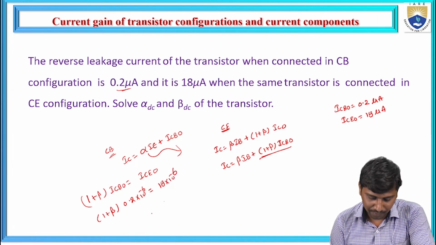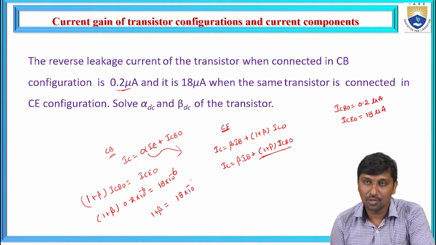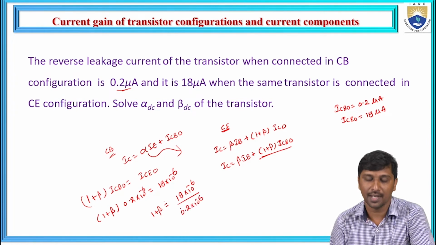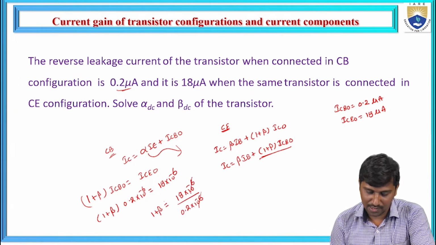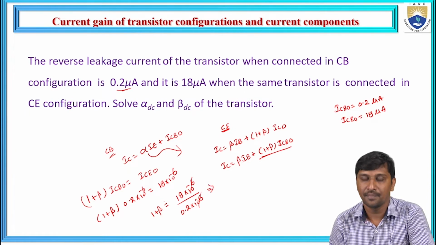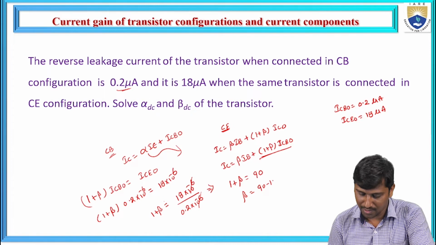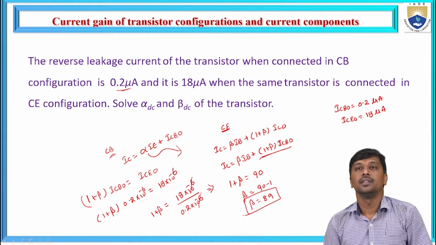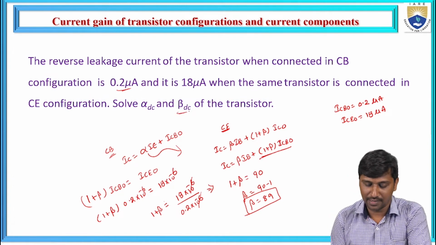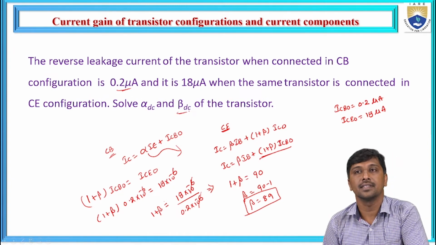So from this we know 1 plus beta is equal to 18 into 10 to the power of minus 6 divided by 0.2 into 10 to the power of minus 6. The 10 power minus 6 terms cancel. Then 1 plus beta is equal to 18 by 0.2, which is 90. So beta is equal to 90 minus 1, then the beta value is 89. So we observe this beta DC, the DC current gain of the transistor.